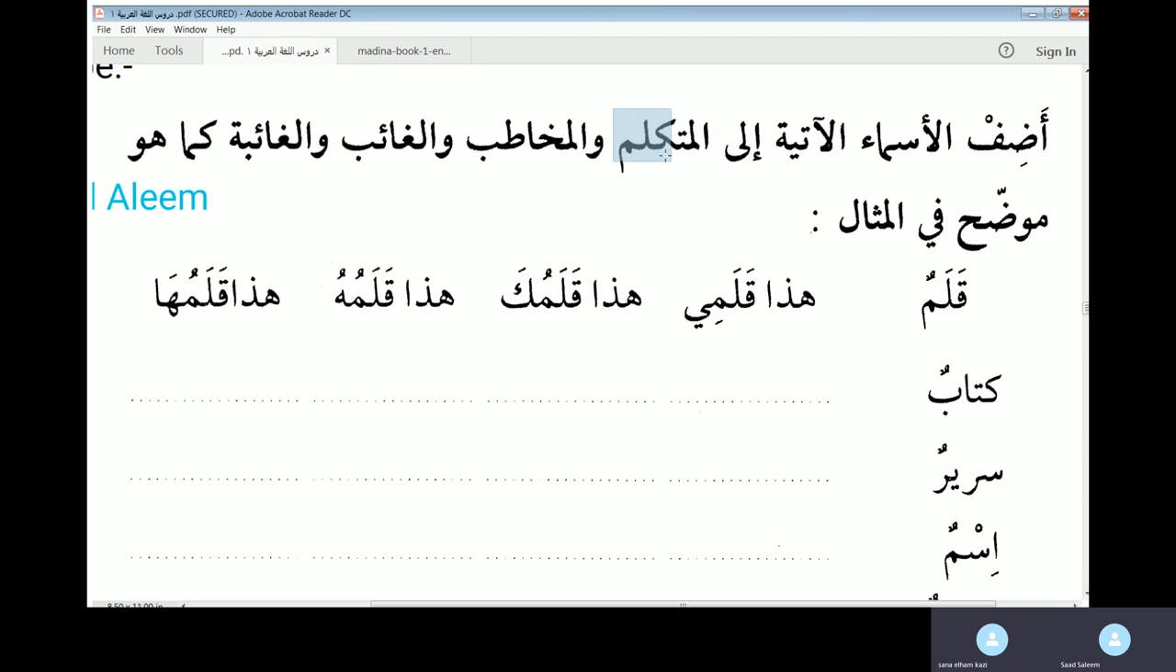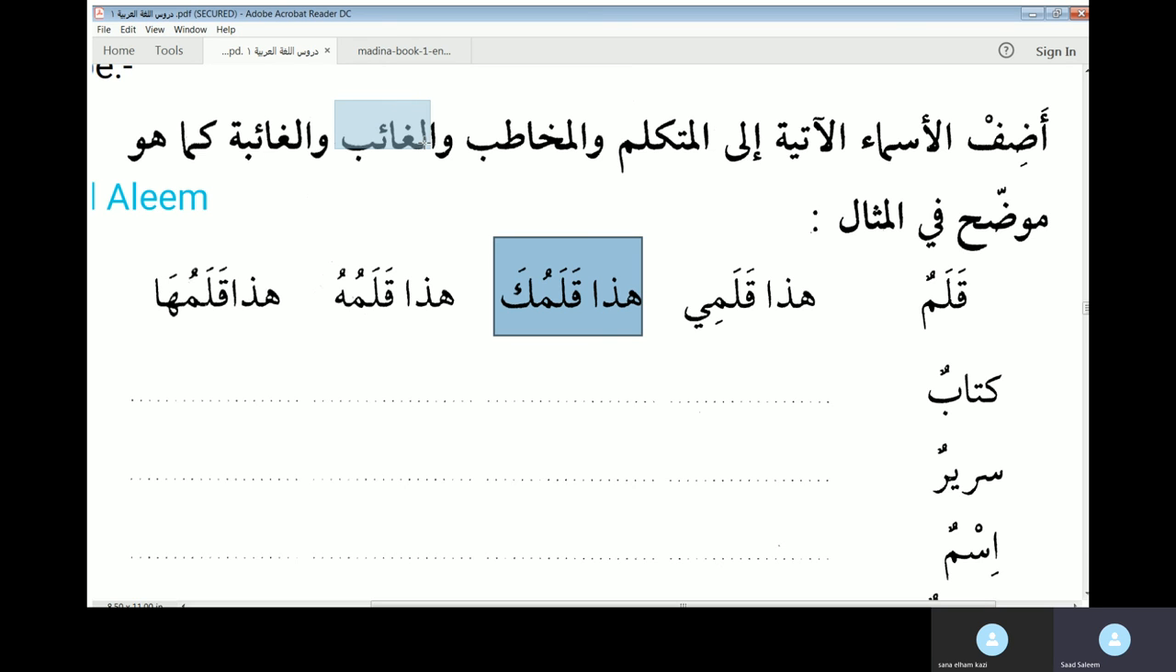So mutakallim. Mutakallim means the one who is speaking about himself. In Urdu, we also say mutakallim. So this first example, haza kalam is for mutakallim. Mukhatib is for second person. Mutakallim is first person. Mukhatib is second person. So haza kalamuka, this is the example of mukhatib.